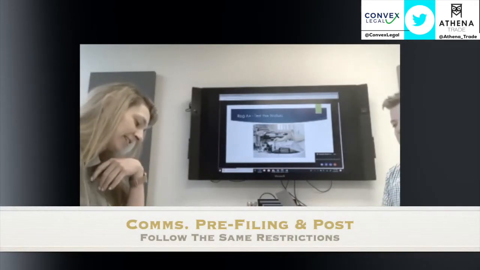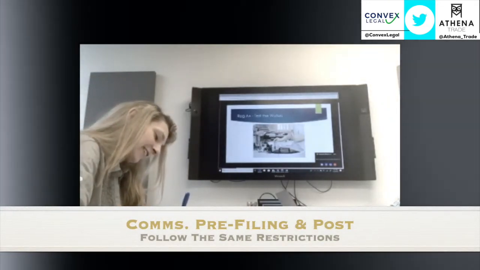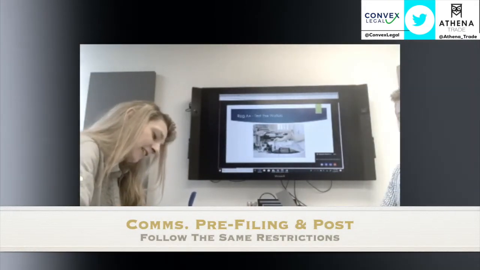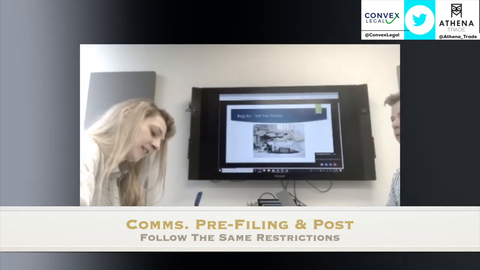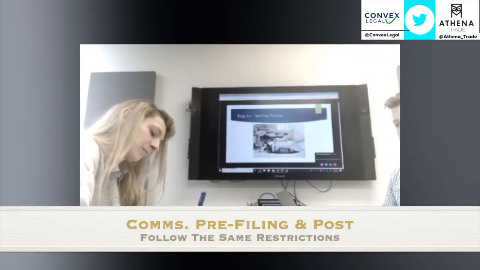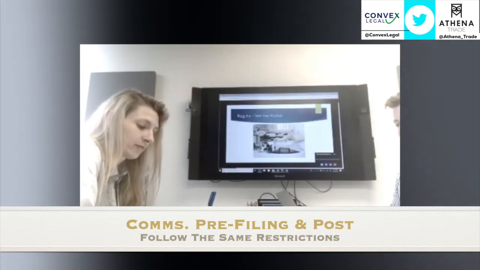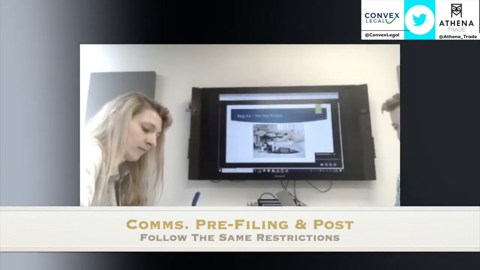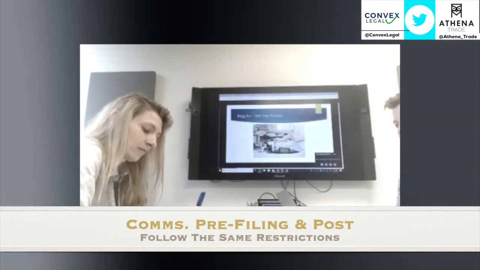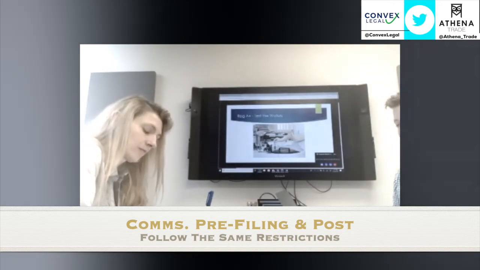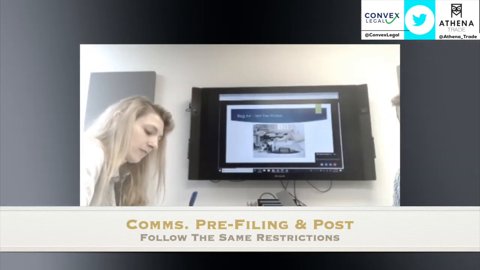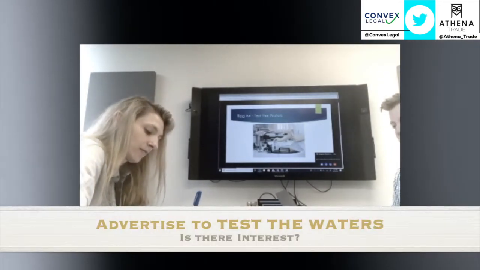So Reg A, the first part is that the communications you do before you're filing and after you're filing for the raise follow the same restrictions, which are a lot looser. You're allowed to use solicitation materials before and after the filing, but you're subject to the same compliance rules before and after. So you can advertise anywhere and everywhere you want: social media, radio, things like that.